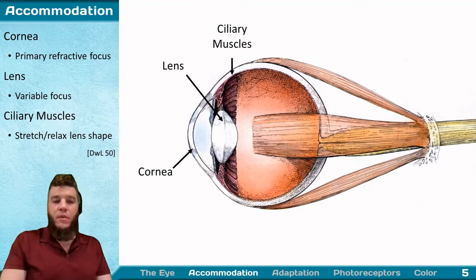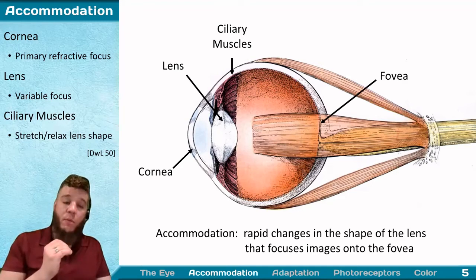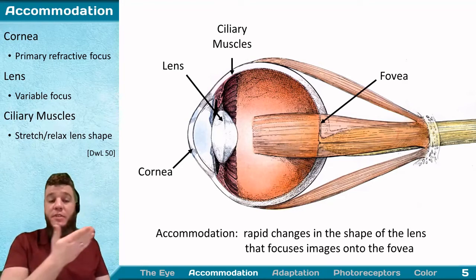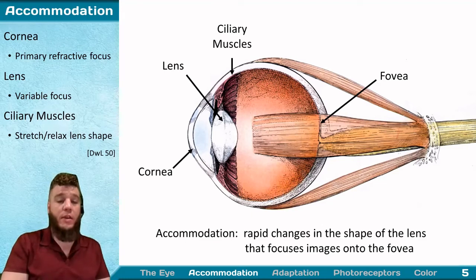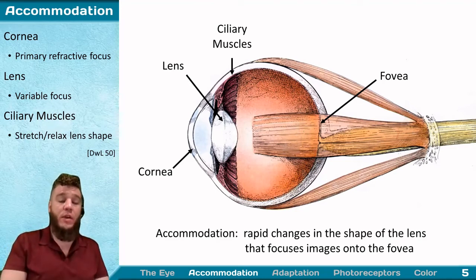So these components taken together have the purpose of focusing light onto the fovea in the center of your retina, and that leads to accommodation, or the rapid changes in the shape of the lens that focuses images onto your fovea. And this is happening all the time. In fact, it happens basically within your saccades.